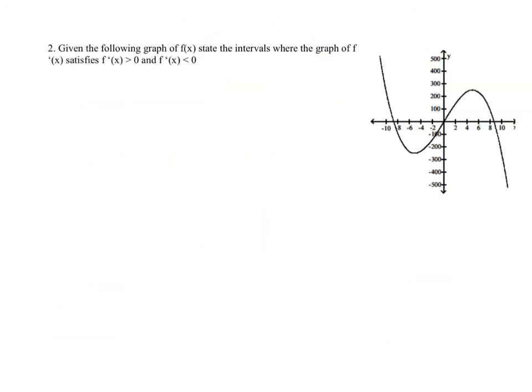The next question says, given the following graph of f of x, so this is the graph of f of x, state the intervals where the graph of f prime of x satisfies that f prime of x is greater than 0 and f prime of x is less than 0. Now this is having to do with the whole increasing and decreasing scenario. This is the actual graph.